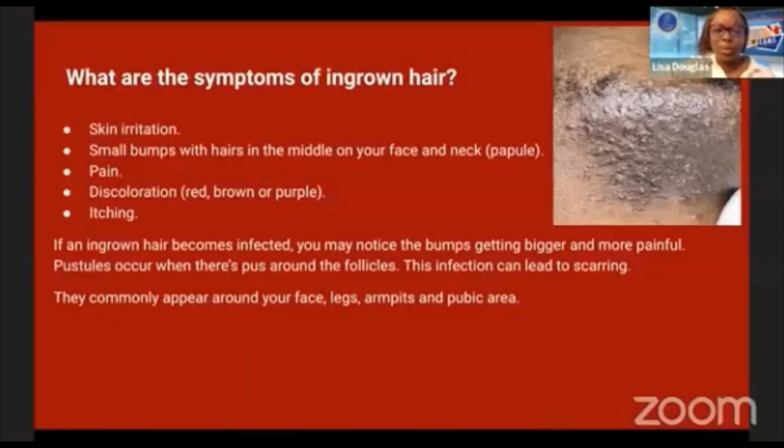Pustules occur when there's pus around the follicles. This infection can lead to scarring. They commonly appear around the face, legs, armpits, and even pubic areas. So this is what it looks like. This is a picture of a man, and this is what it looks like on the face.